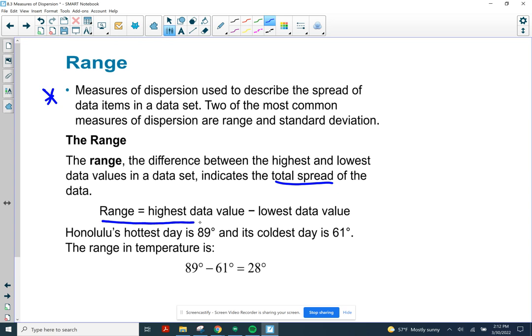Here's our formula for calculating range. You just take the highest value and subtract the lowest data value. For an example, let's say Honolulu has a hottest day of 89 degrees and a coldest day of 61 degrees. That would mean the range in temperatures is 89 minus 61, the hottest minus the coldest, the highest minus the lowest. So we get 28 degrees for our range of temperatures. If you watch the news or listen to radio or even look on social media, sometimes they might use that word range. It's just the spread.